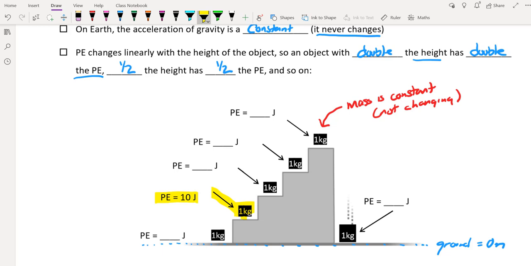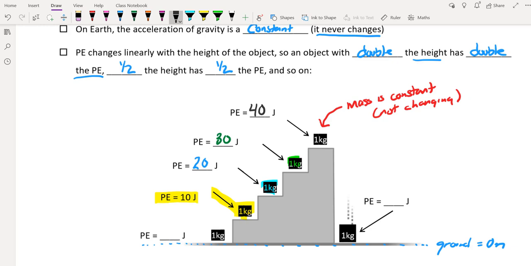The next step up is twice as high as the first step. So that one is going to be twice the potential energy. The third step, now you're 3 times as high, so it will be at 30 joules. And the fourth step, now we're 4 times as high, and we're at 40 joules.